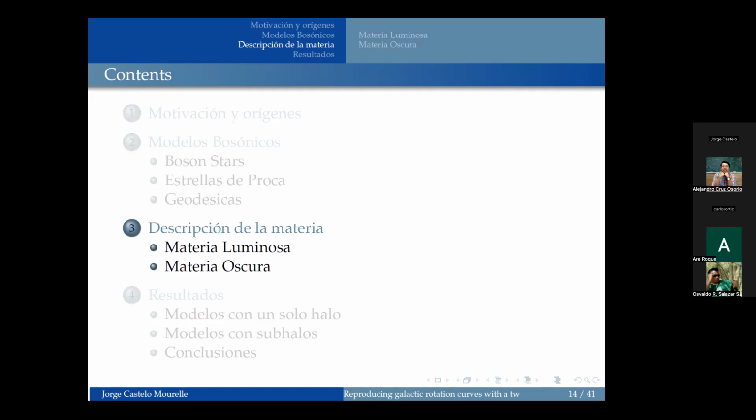I have a question. You are assuming only the gravity of the bosonic star. Do you also consider the disk gravity? We will see. Yeah, that's a very nice point. That was just to have the description of this object, this halo, alone and its movement. But now is the point that you were saying, the description of the matter.